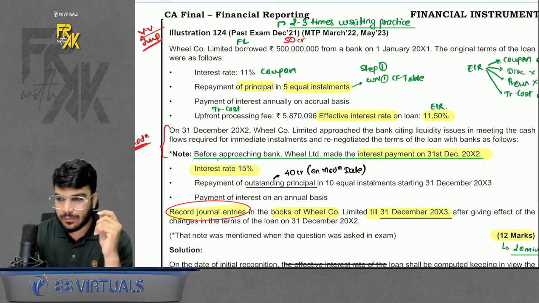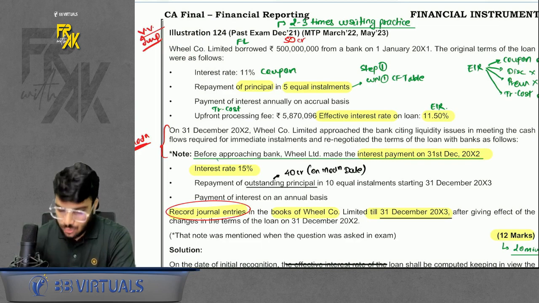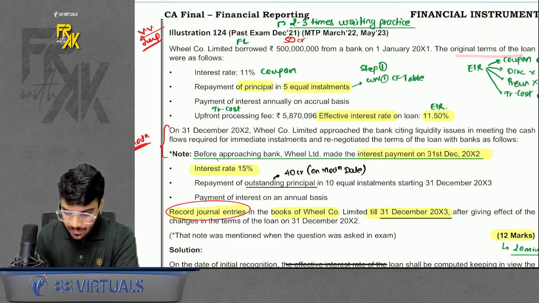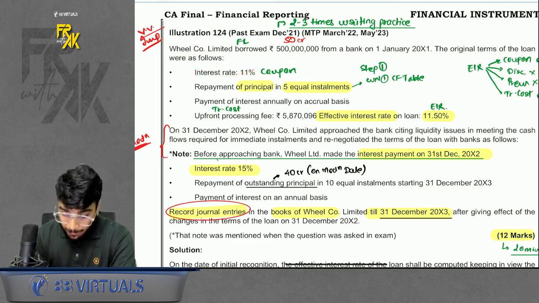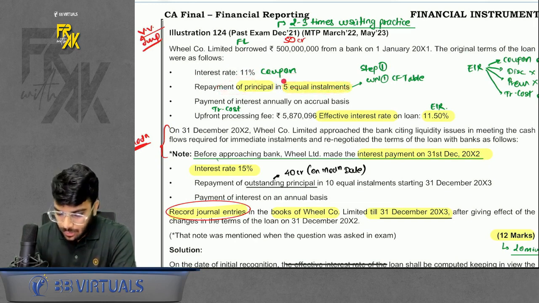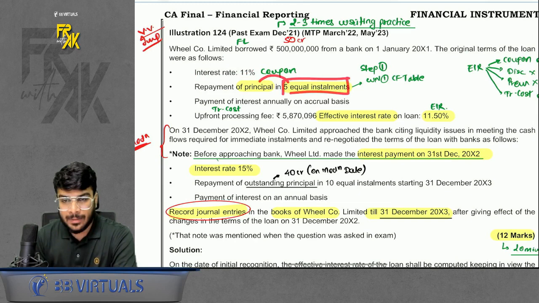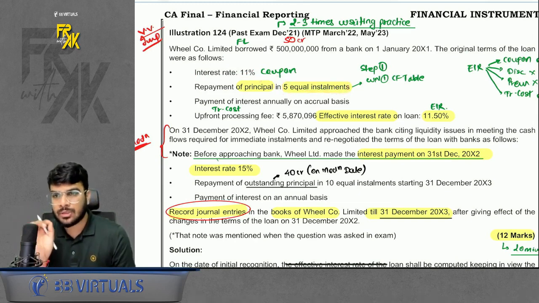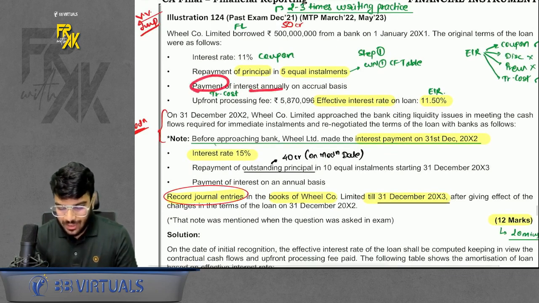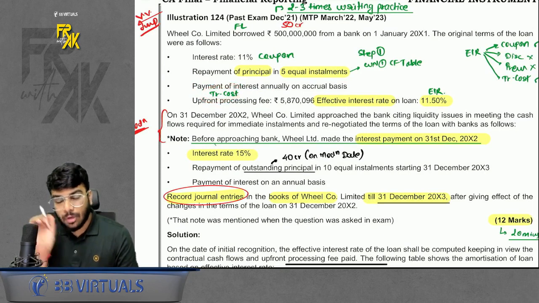Wheel Company Limited. It was given that Wheel Company Limited borrowed 50 CR from a bank. So we are a borrower. Original terms are given. Interest coupon is given. Repayment of principal in 5 equal installments. Do remember, I already told you, whenever principal repayment happens in installments, for step number 1 cash flows, you will also have to prepare a working note number 1 cash flow table. Then payment of interest annually, upfront fees. This is the transaction cost, but not on modification. This is the TC on day 1.